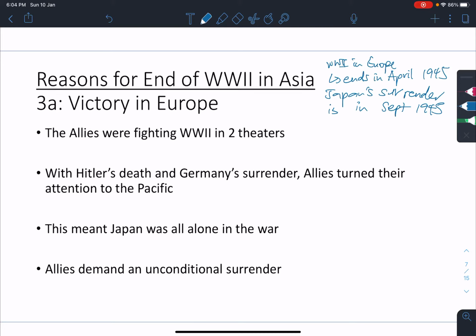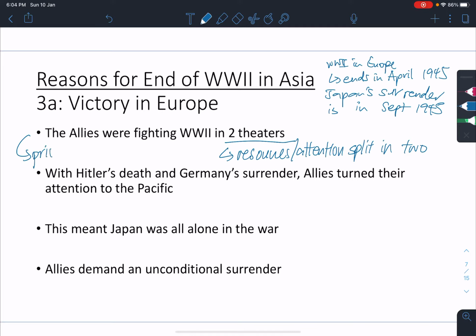We're talking about war. What wins wars? Soldiers, resources, tactics. So the Allies were fighting in two theaters. What does this mean? The implication is that the resources and the attention are split into two. And furthermore, what was their priority? Their priority was to defeat Hitler. That was their stated priority. Japan was the second priority.